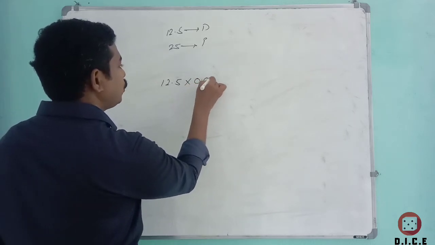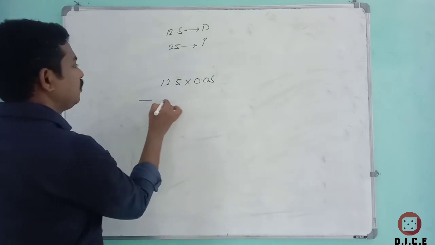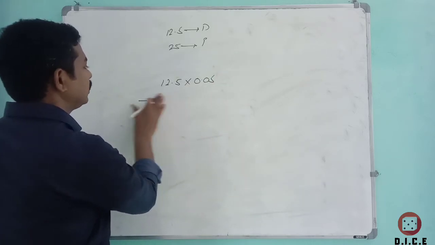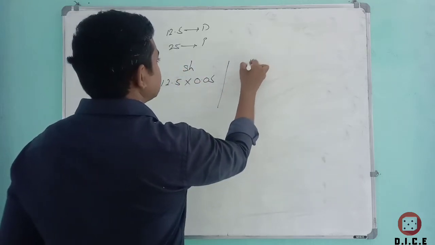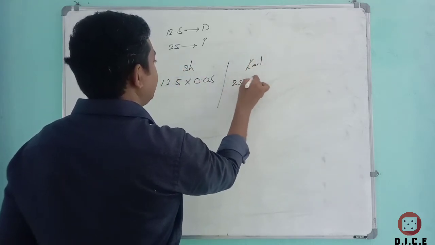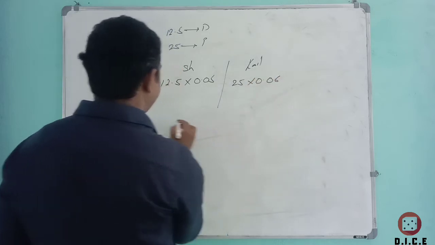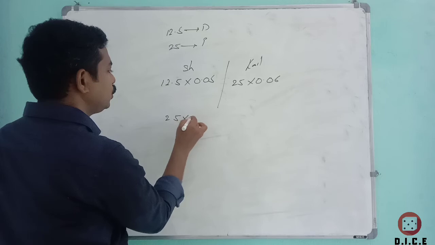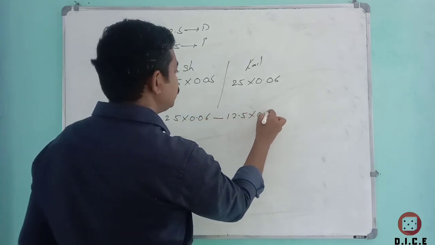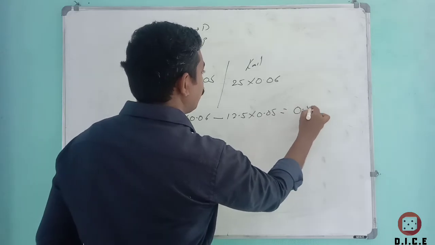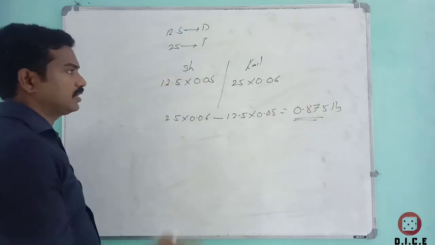20% is nothing but 0.05. Minus of 25 into, this is Shyam's case and this is Kailas's case, that is nothing but 25 into 0.06. So 25 into 0.06 minus 12.5 into 0.05 is nothing but 0.875 rupees. So the answer 0.875 is the right answer.